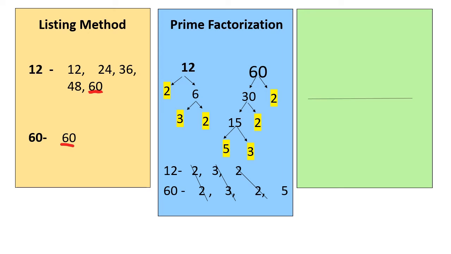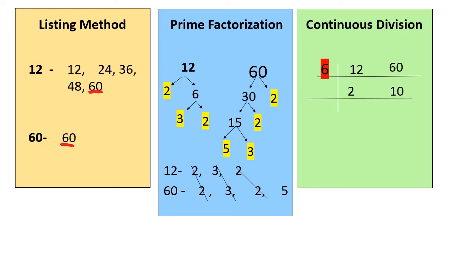Okay? Who among you used continuous division? Check your answers. So, let's list 12 and 60. So, think of a number divisible by 12 and 60. We have 6. So, 12 divided by 6 is 2. 60 divided by 6 is 10. And then, we're going to divide again. Think of a number that is divisible by 2 and 10. So, we have 2. So, 2 divided by 2 is 1. Then, 10 divided by 2 is 5.